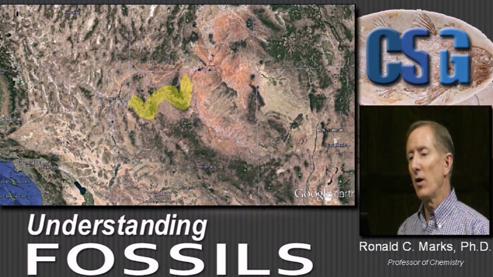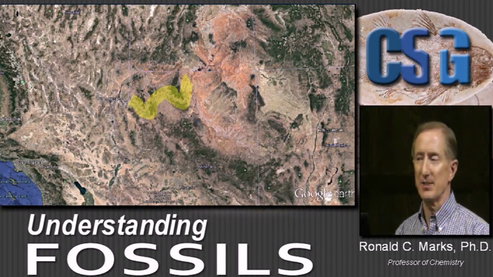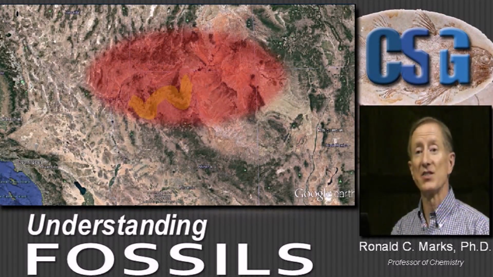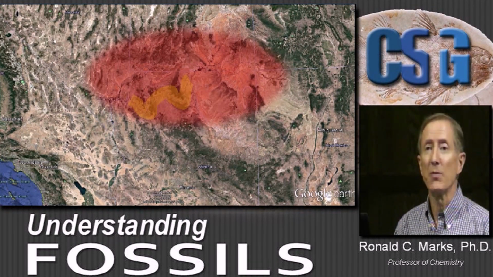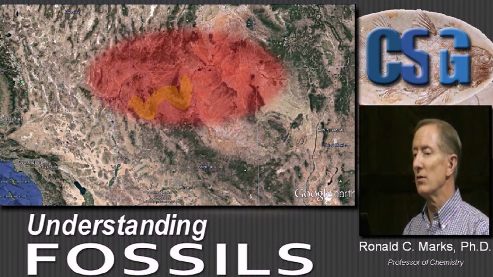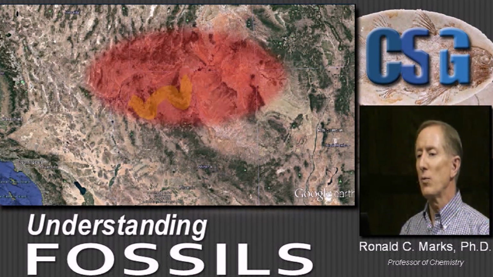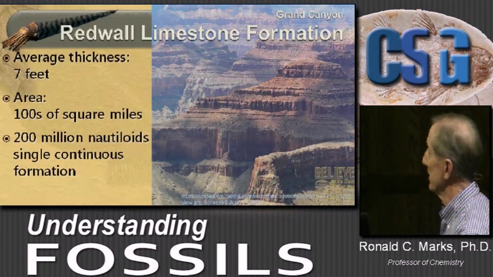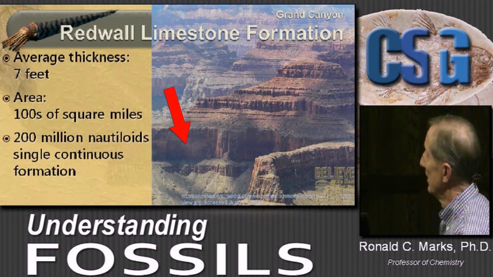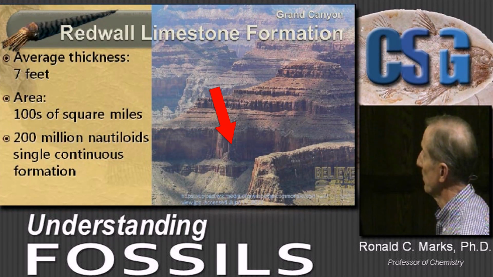Now, the Red Wall Limestone Formation is one of the most characteristic pieces of the Grand Canyon. And it's called the Red Wall Limestone because it looks like a red wall. It's a huge drop-off. The Red Wall Limestone Formation covers this entire area. Now, it's sedimentary rock. It was deposited in a single event. So this is a picture out into the Grand Canyon. You see this huge area here, this red wall. That's the Red Wall Limestone Formation.